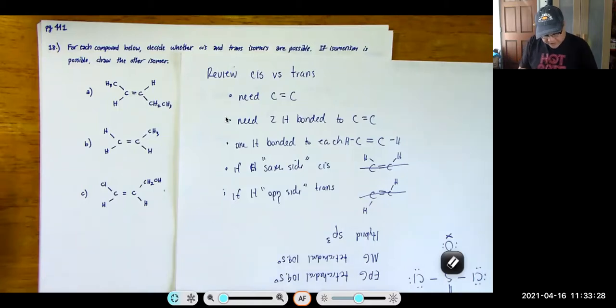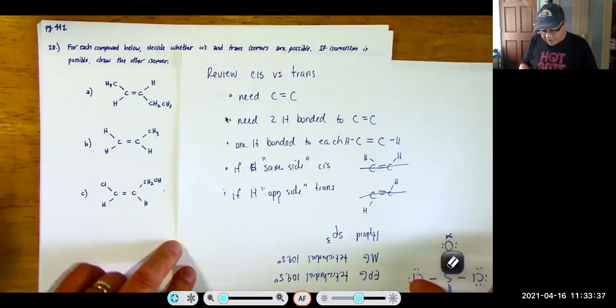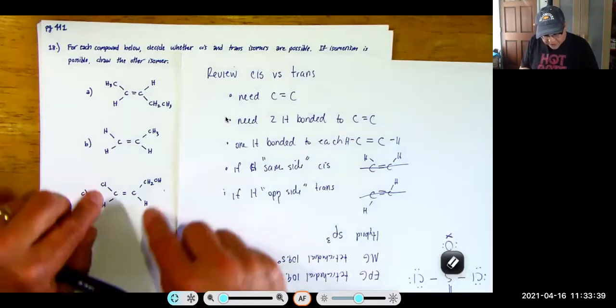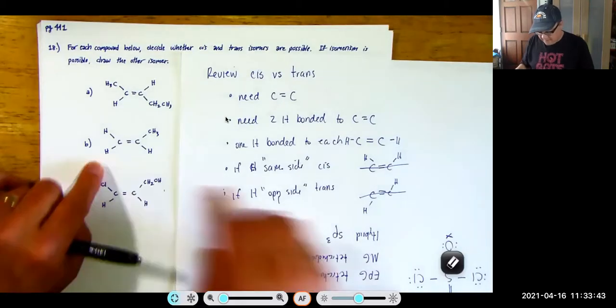Okay. So do you see this one? The two hydrogens are on the same side. That's cis, no ifs, ands, or buts. Okay, so you see why you need two hydrogens and not three? Okay.